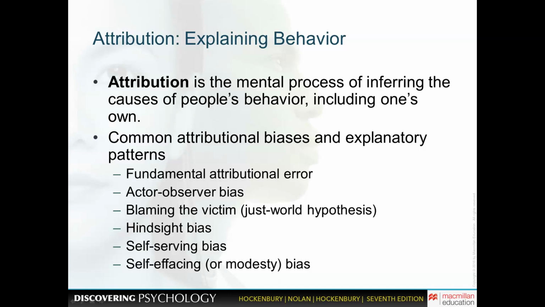Okay. The third type of bias is what's called blaming the victim. That's when we blame an innocent victim of misfortune for having somehow caused the problem, or for not having taken the steps that were necessary in order to avoid or prevent it from happening.